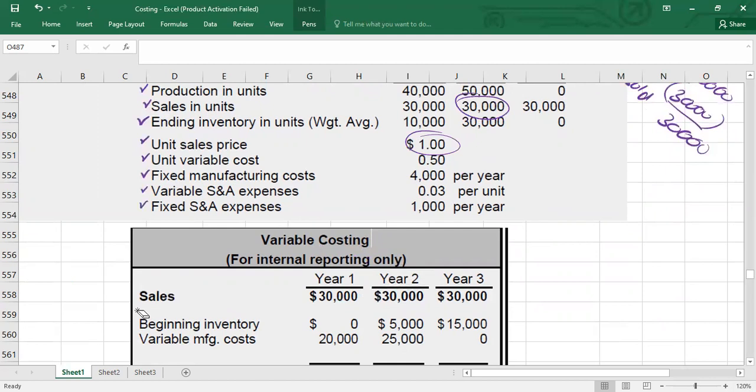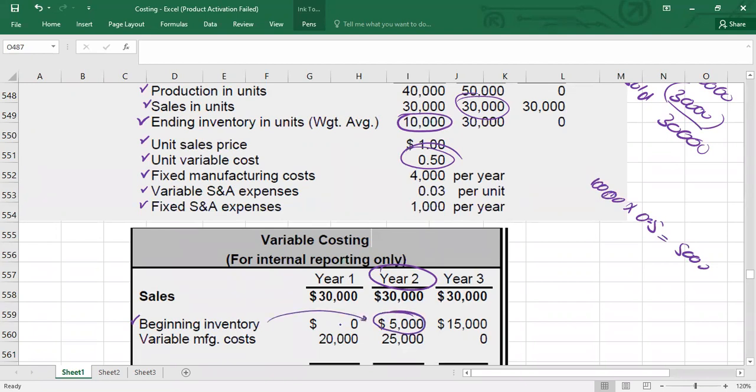Then from there you have to subtract cost of goods sold, and that should include what? Beginning inventory, and we are talking about year 2. The closing inventory of year 1 will be the beginning inventory of year 2, and inventory is valued at only variable production cost, which is 0.5. Closing inventory of year 1 is 10,000 units, times 0.5, so 5,000 was the closing inventory of year 1, which is going to be the beginning inventory of year 2.